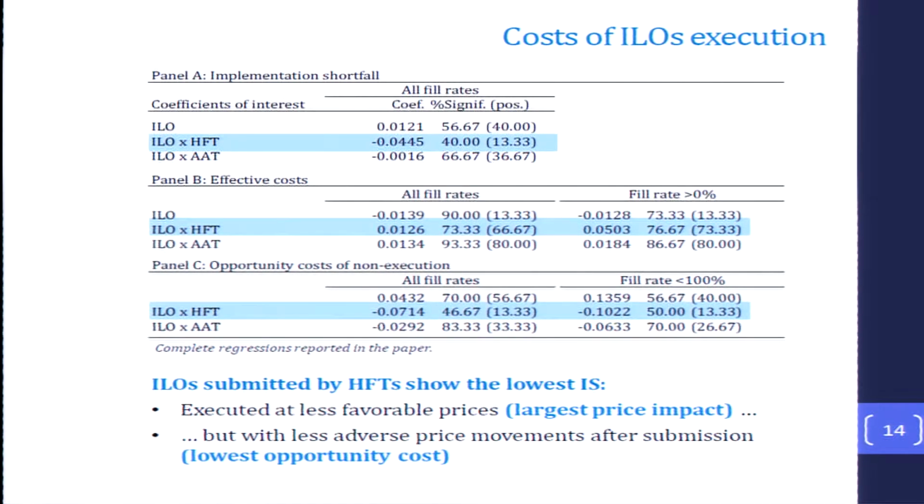Although their effective costs of executing is higher, their opportunity cost of non-execution, which are the two components of this implementation shortfall, is so low that it actually cancels out, and they have a lower cost of execution. So pretty much things that we think high-frequency traders should do, they are doing it with their hidden orders.